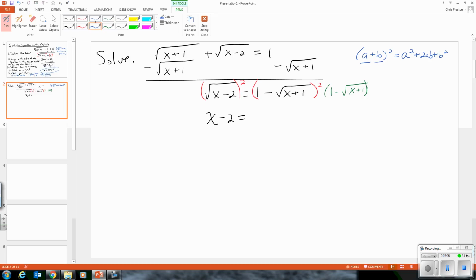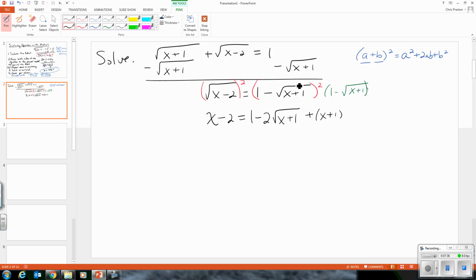So if you know that pattern, what I can do is just say, okay, well, it's going to be this first part squared, so 1. The second part is going to be squared, so negative square root squared. Negative squared is a positive. You square the square root, that gives you what's inside, x plus 1. And then in the middle, it's going to be 1 times the negative square root times 2. So 1 times the negative 1 is negative 1, times 2 is negative 2, times the square root of x plus 1. That's how it's going to work out.